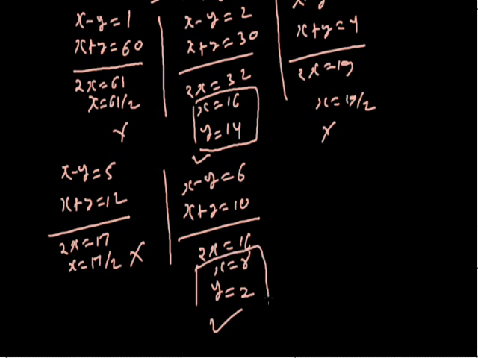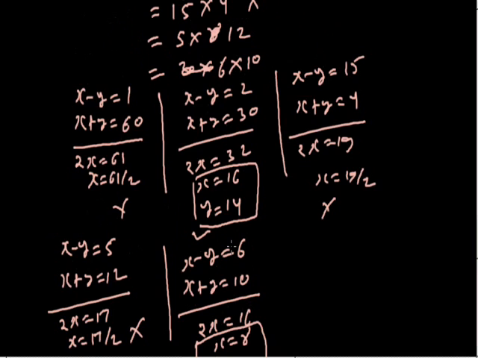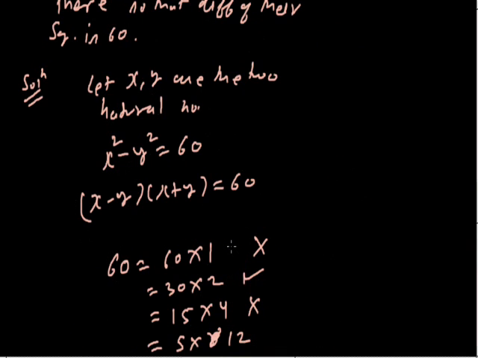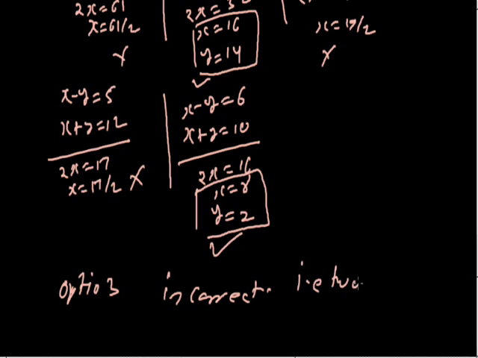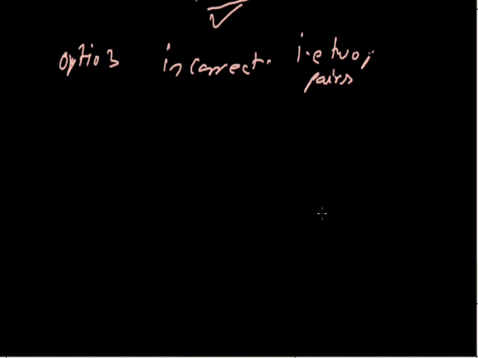So we are getting two pairs of natural numbers satisfying the condition that the difference of their squares is 60. According to the options, option number 3 is correct. That is, two pairs exist. Now we move to the next question.